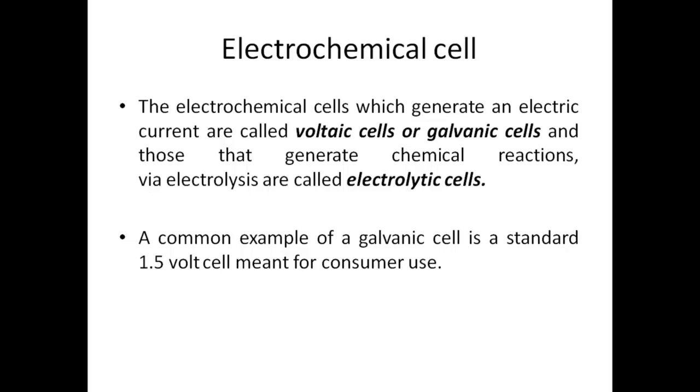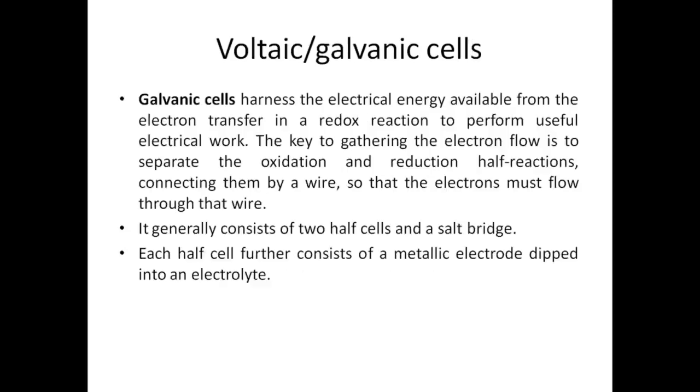A very common example of a galvanic cell is the 1.5 volt cell that consumers use. The batteries that you are using are galvanic cells. A galvanic cell can harness the electrical energy available from the electron transfer in a redox reaction to perform useful electrical work. The key to gathering the electron flow is to separate the oxidation and reduction half reactions and connect them with a wire so that the electrons must flow through the wire.